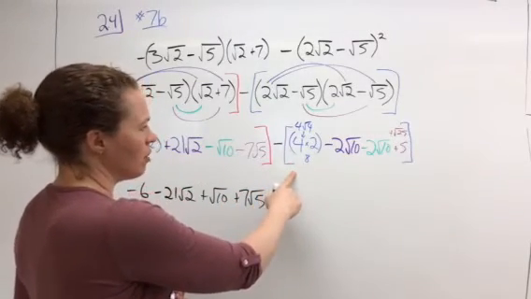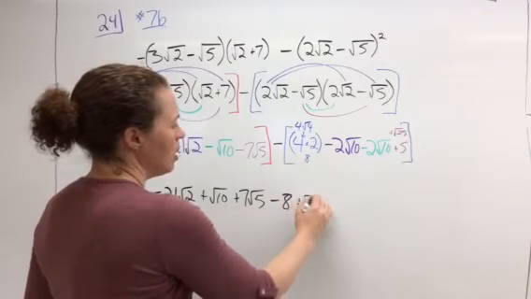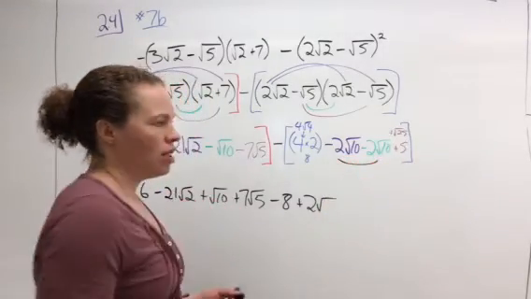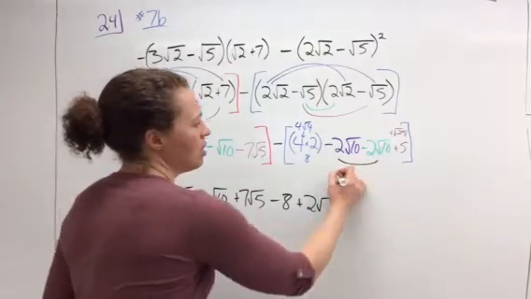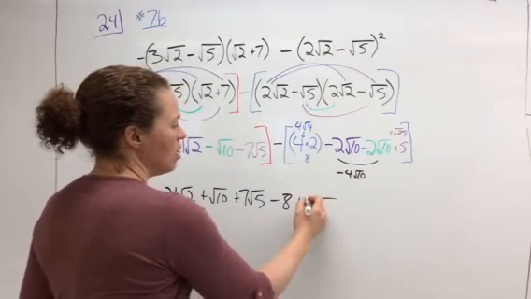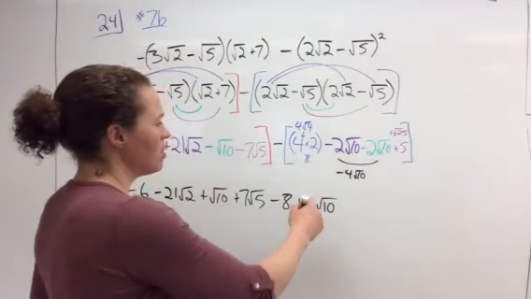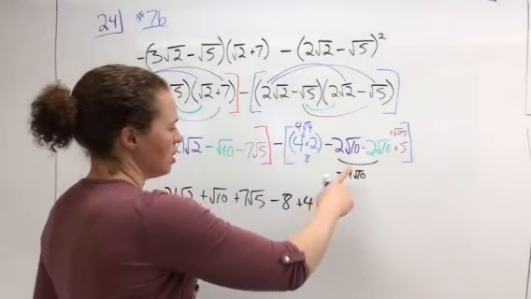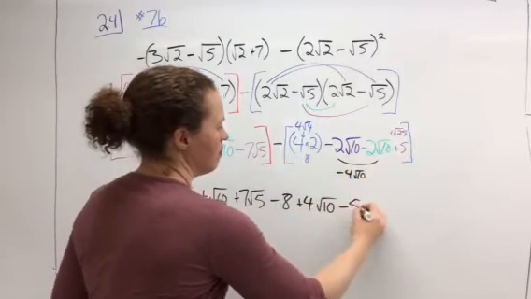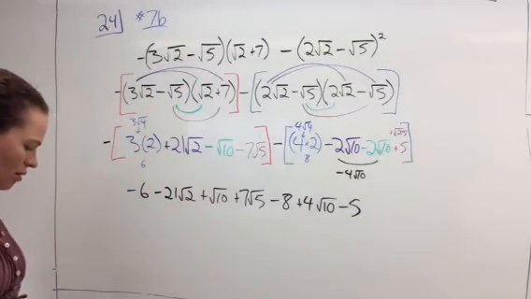I'm just going to continue with my brackets. Negative 8, positive 2 root 10. Oh, wait, we can fix this. This is negative 2 root 10 and negative 2 root 10 is going to give me negative 4 root 10, which is going to change this one to positive 4 root 10. I collected my like terms. And I'm just going to leave it this way for now. Here, negative 5. So now I've got all my stuff written out.